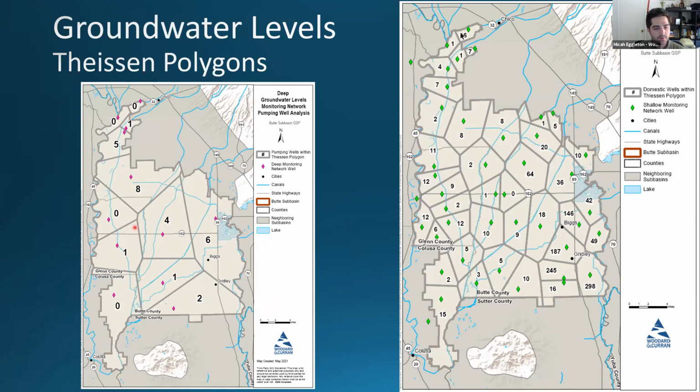And these polygons are developed because this line going between these two wells, this pink one and this pink one, this line represents the exact middle between those 2 points. So it's equidistant from here to this well and from here to this well. And we use that using the DWR's database for domestic wells using township, section, and range.